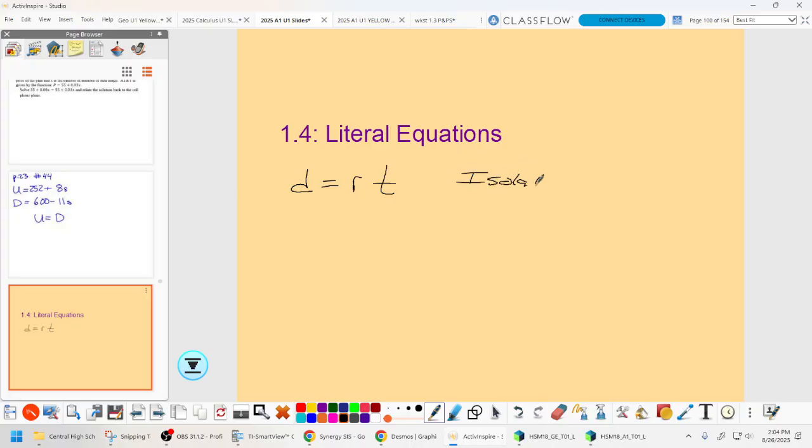Isolate means what? By itself. Yeah. So if instead I asked you, how long does it take to drive to Denver? Now we're solving for t. Well, what would I do to get t by itself? Just divide by r. And who cares that we're not getting an actual value for t? Because we're just trying to get it by itself. So then I could write t equals d over r. And now t is by itself. We have solved for t.